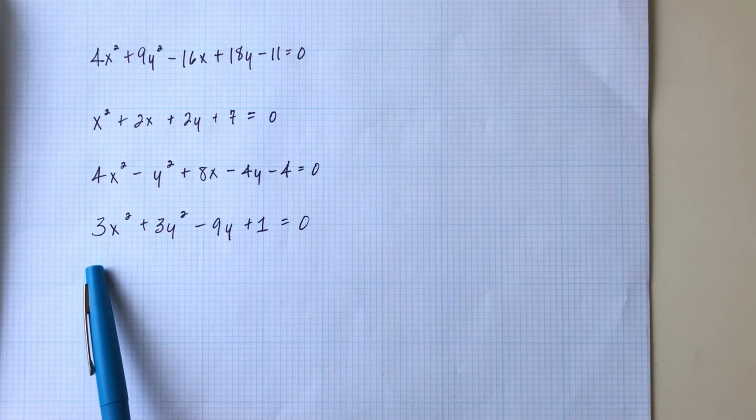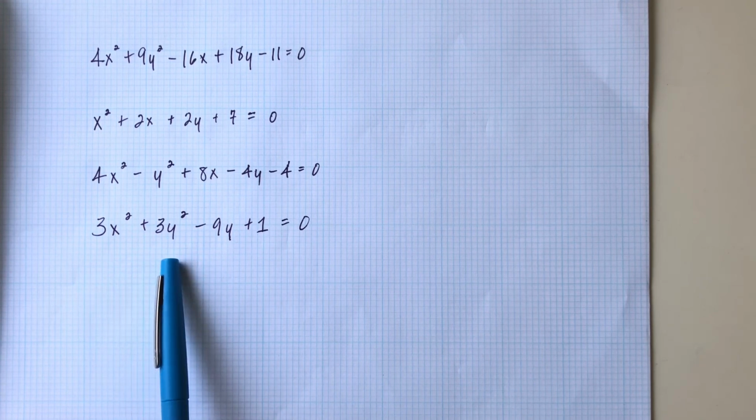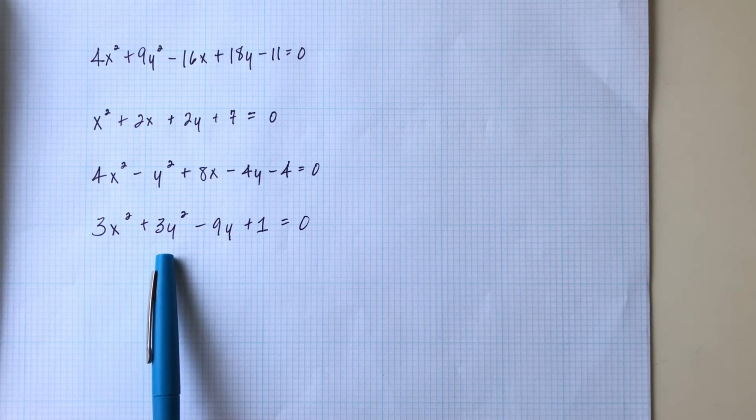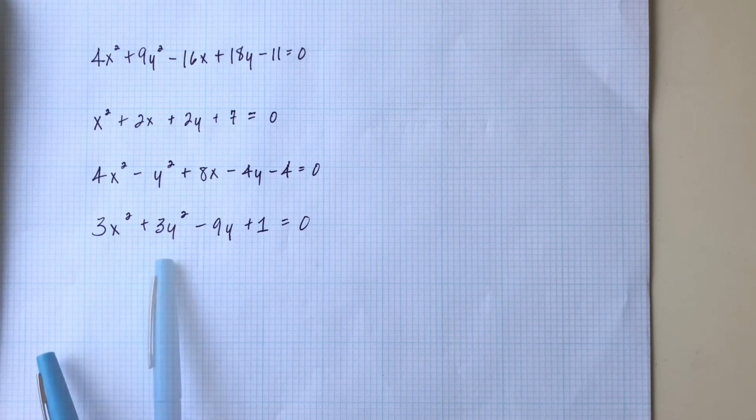And in our last equation, we have both x squared and y squared, and the coefficients have the same sign and the same numbers. So this last one is a circle.